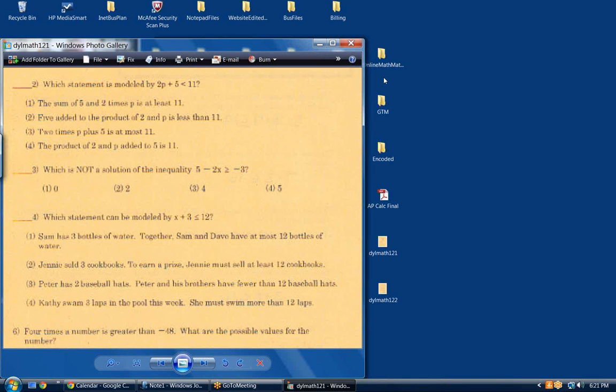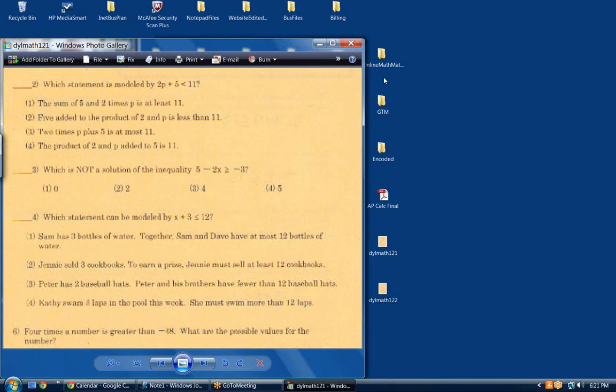Wait, okay, so the sum of 5 and 2. I think it'd be number 1. Okay, is at least 11. What does that inequality say? That it's less than 11. Yeah. At least 11 meaning it has to be 11, 12, 13, 14.